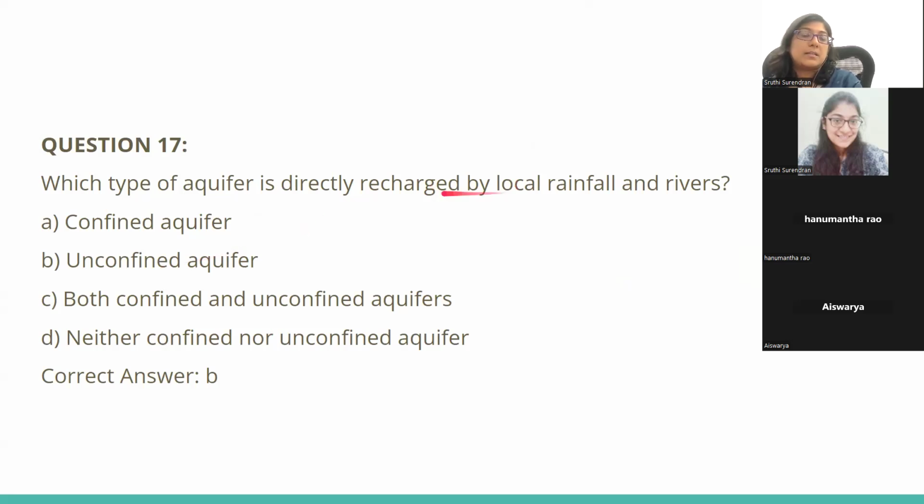These are being recharged directly by rainfall and sometimes from rivers also. We studied about influent rivers and influent and effluent streams. So influent streams will provide water into groundwater. So these are basically recharges that happen in unconfined aquifers.